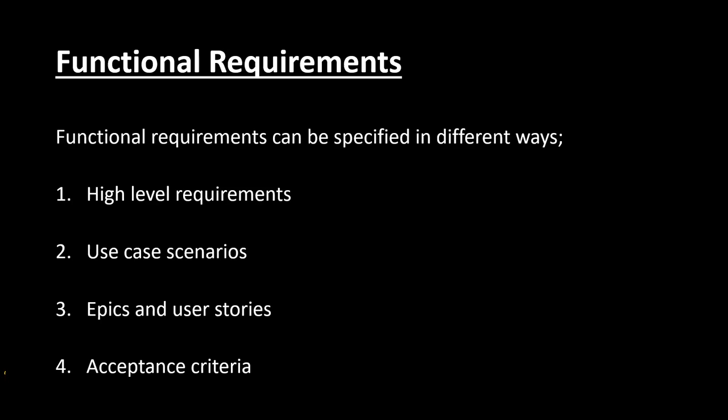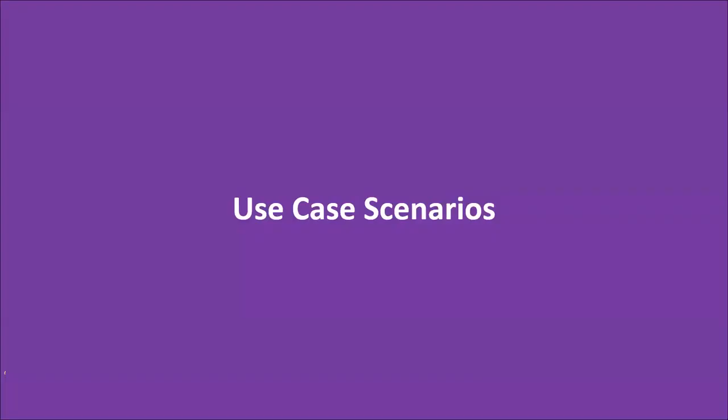Then another way we communicate functional requirements is through use case scenarios, or we call them use case specifications. This has always been the traditional way we used in the past to communicate functional requirements. We're going to do a practice of use case scenarios, so that's what we'll be going into in the next section. Then we have the epics, user stories, and acceptance criteria, which is now the conventional or the new-age way we use in communicating functional requirements.